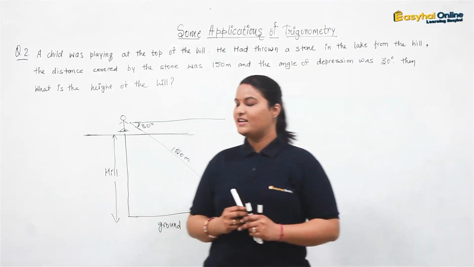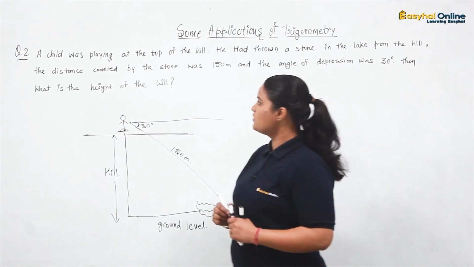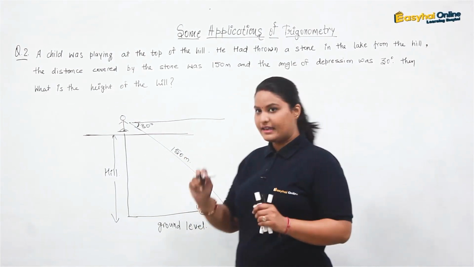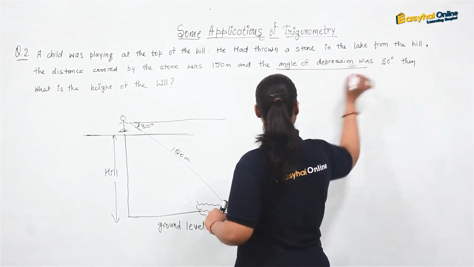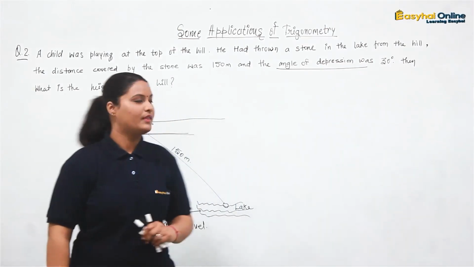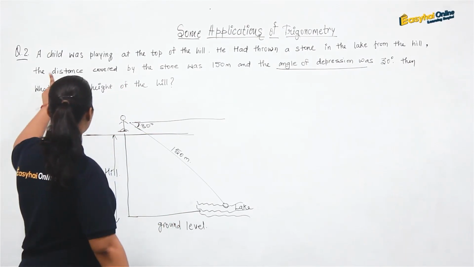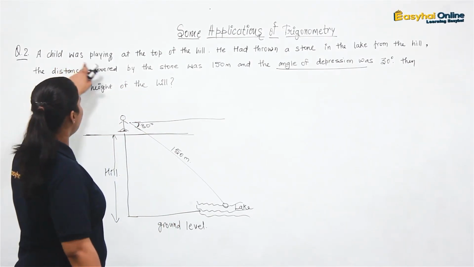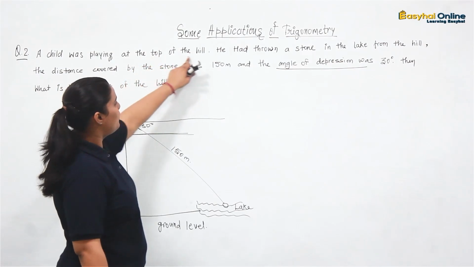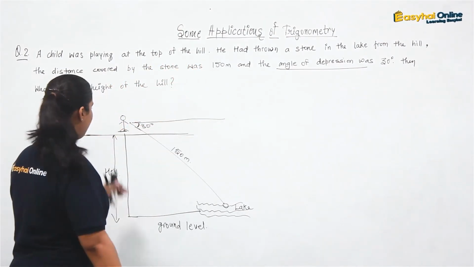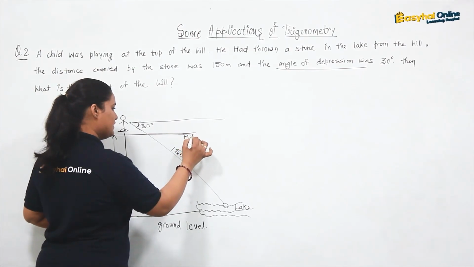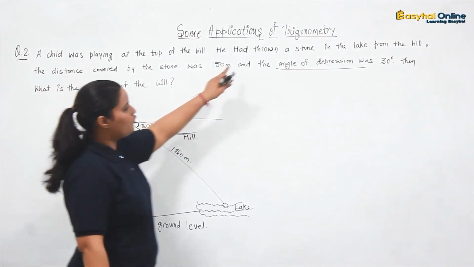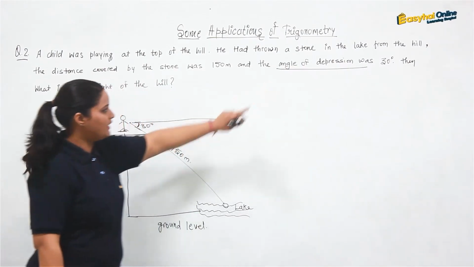Okay class, now let's take another example in which we will discuss angle of depression. Here we will take an example of angle of depression. So let's read the question. Question is, a child was playing at the top of the hill. I tried to make a hill like this. He had thrown a stone in the lake from the hill.